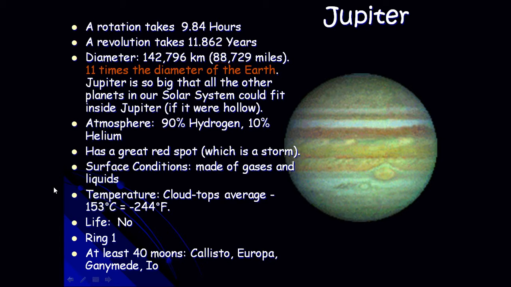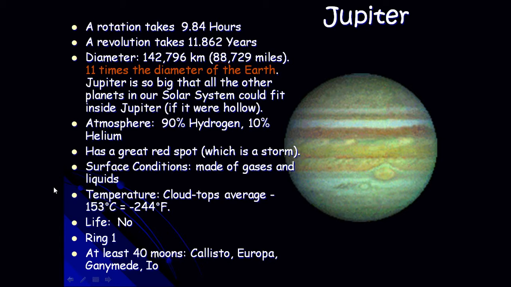Jupiter is so big that all the other planets in our solar system could actually fit inside of Jupiter if it were hollow. The atmosphere of Jupiter is mostly hydrogen at 90% and 10% helium. Very similar to the makeup of the sun, if you think about it in terms of atmosphere. Now, it has a great red spot, which everyone's aware of, and it is where the great storm is taking place. It's a very large spot. Now, the surface conditions are made of gases and liquids, and the cloud tops average about 153 degrees Celsius. And no, it cannot sustain life.